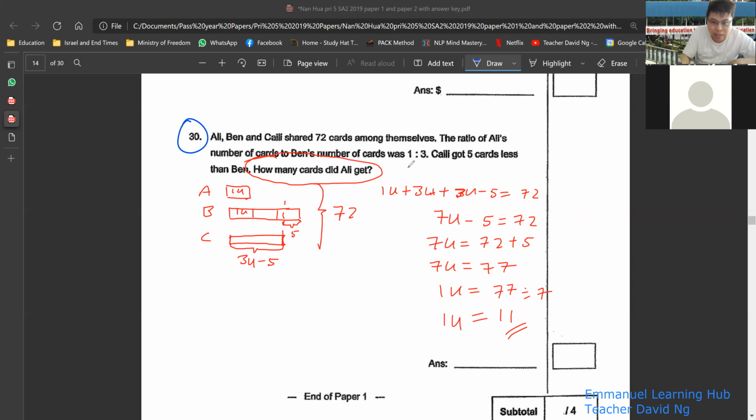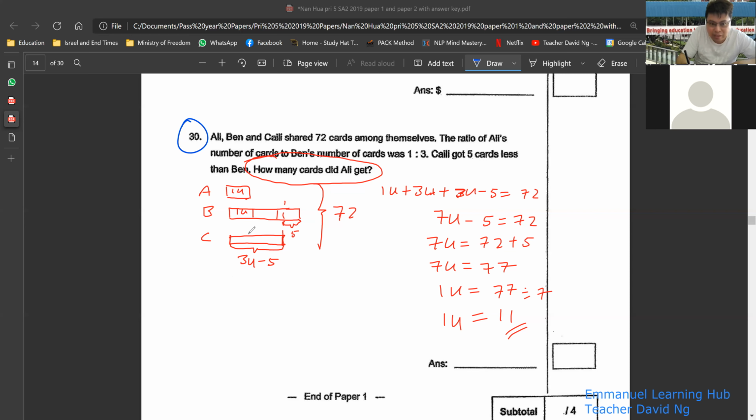Then Kylie had 5 cards less than Ben. So for this part you'll be thinking, how long should the model be? Don't worry, because a model in the first place is ambiguous. Instead of drawing exactly to represent this, you just need to show a model that accurately represents this. No need to be precise. Accurate, not precise.